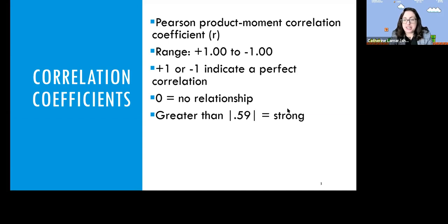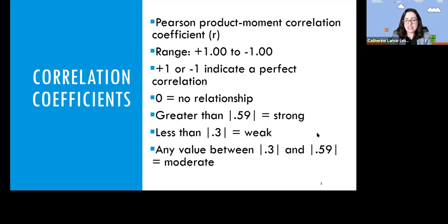A strong relationship means that if we know scores on one variable, we can predict with decent accuracy scores on the other variable. Now, if a correlation coefficient is less than the absolute value of 0.3, it's considered weak. That means that we can kind of predict one variable if we know the other, but there's a lot of variability there and it's a pretty weak relationship. We can't really predict it with a lot of accuracy. And anything in between those values is classified as moderate. So anything between the absolute value of 0.3 and the absolute value of 0.59 is considered moderate.